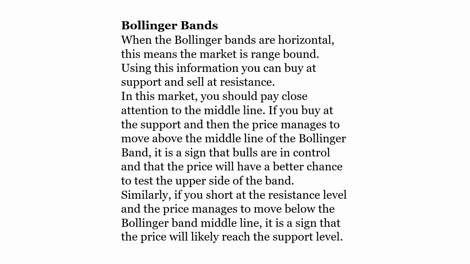When the two Bollinger Bands are tight, then volatility is low and the market is quiet. And when the two bands start expanding, then volatility is high and the market is moving. When the Bollinger Bands are horizontal, this means that the market is range bound. Using this information, you can buy at support and sell at resistance. In this market, you should pay close attention to the middle line.